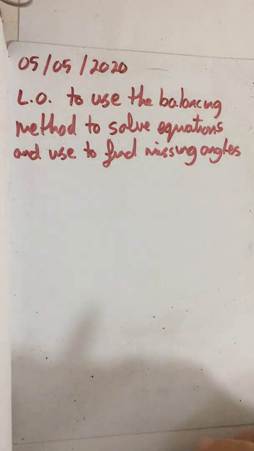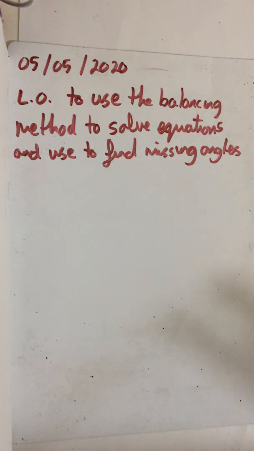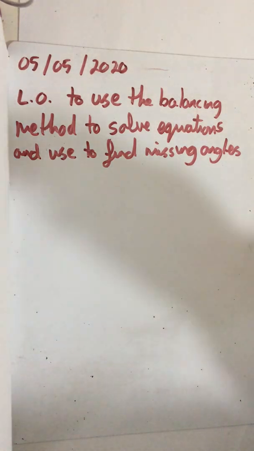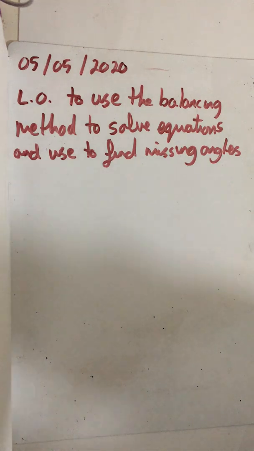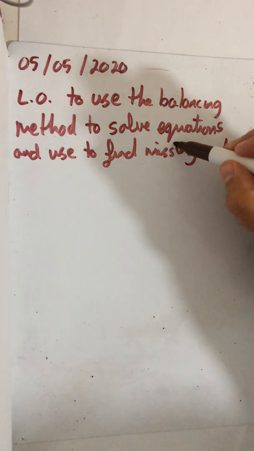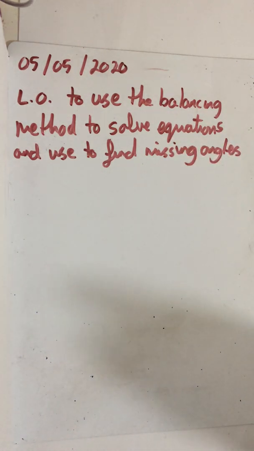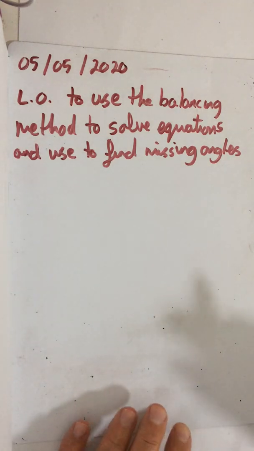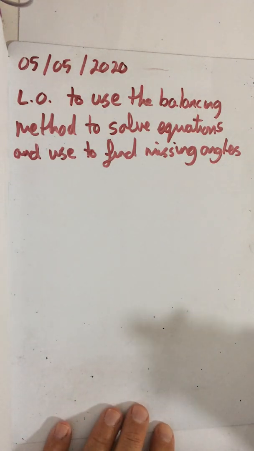Hi, we're going to carry on from yesterday's work, okay? We're going to go over again using the balance method, so a little bit of revision of what we did yesterday, and then we're going to apply that to finding missing angles. Let's just start off with a reminder of how we do the balance method.